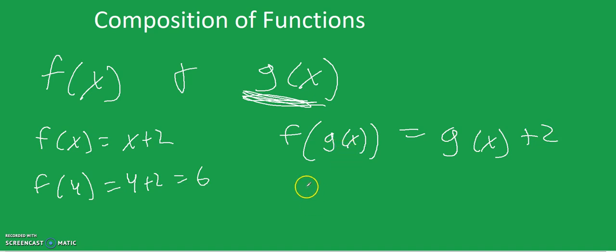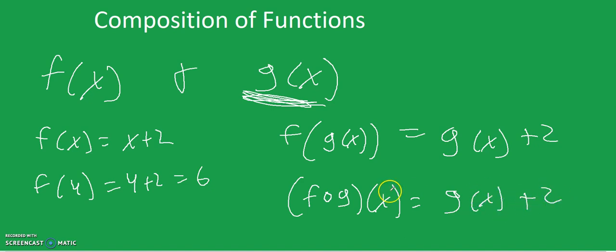Now another way to write this is f composed with g of x, and that's the same thing. Sometimes this is called f o g and g o f, because I could also do g of f of x, where I would be taking my f function and plugging it into g. So you go from the right to the left when you're looking at composition of functions. So let's look at an example of composition.